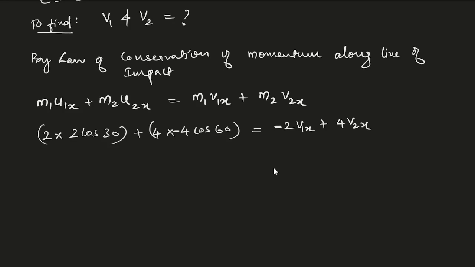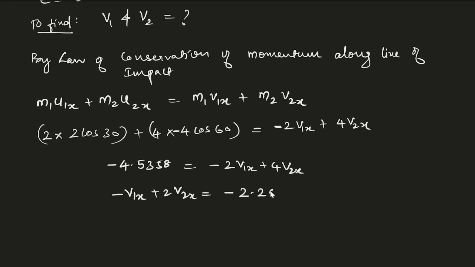So this is equal to minus 4.5358, equal to minus 2 v1x plus 4 v2x. So further we can simplify it. We'll have minus v1x plus 2 v2x. We can divide this by 2. It is minus 2.2679. This is our first equation.